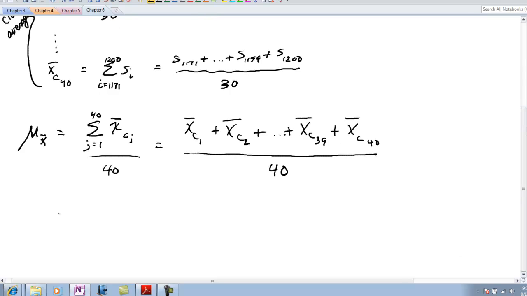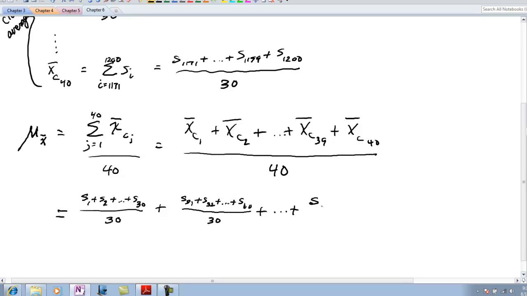Well, now by substitution, I can see that x bar C1 was S1 plus S2 plus and so on all the way up to S30 divided by 30, plus S31 plus S32 plus dot dot dot all the way up to S60 divided by 30, plus, let me skip a few and go all the way to class 40, which was S1171 plus S1172 plus dot dot dot S1199 plus S1200, student 1200's grade, all divided by 30.